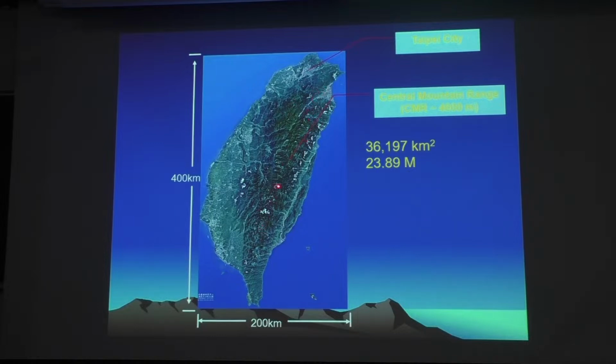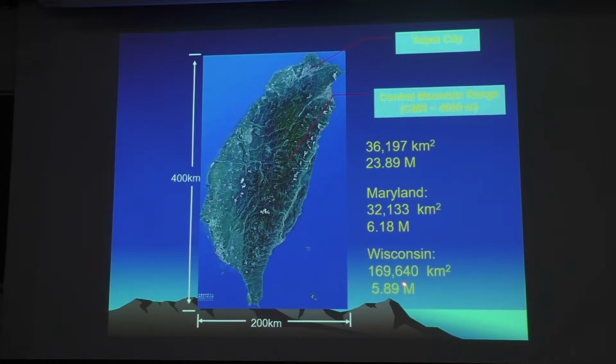Two-thirds of the island is occupied by mountains, so most of the people live along the western coastal area. To give you an idea about the size of this island, the state of Maryland is about the same size, but with only 6.2 million people. How about the great state of Wisconsin? Almost 170,000 square kilometers. It's a big state, but less than 6 million people. So you can imagine the population density in Taiwan is very, very high.